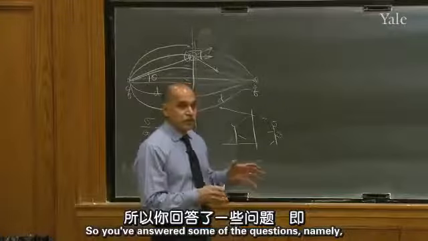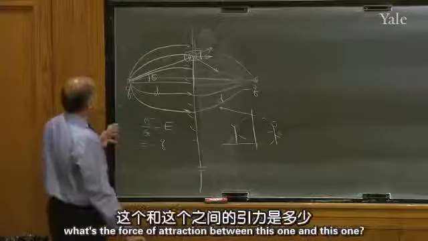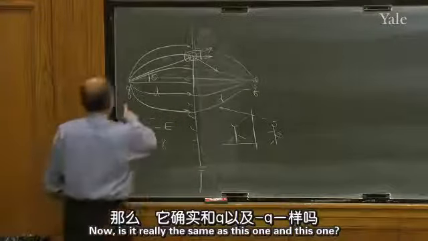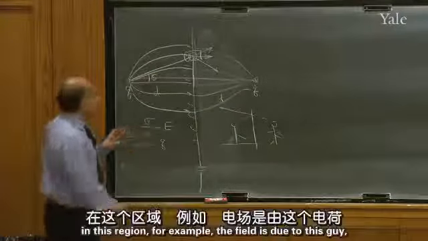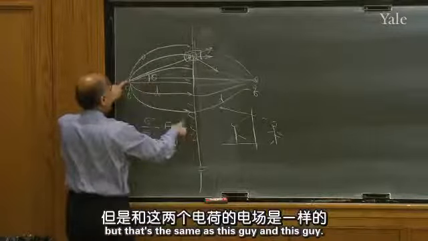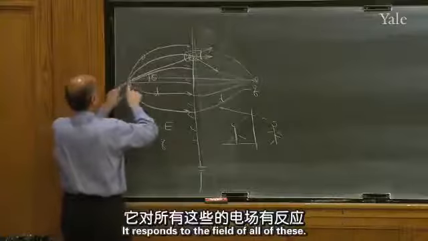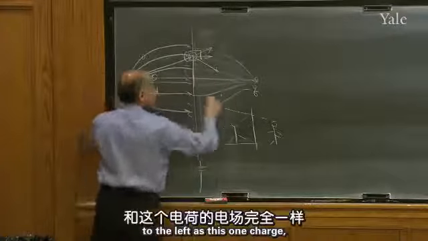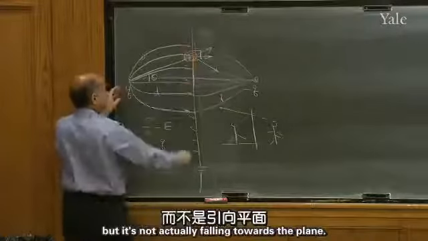So you've answered some of the questions, namely, how will the charge distribute itself on this infinite plane? Next thing you can ask is, what's the force of attraction between this one and this one? Now, is it really the same as this one and this one? And the answer is yes. And the reason is the following. In this region, for example, the field is due to this guy and due to all these. But that's the same as this guy and this guy. This one, of course, doesn't respond to its own field. It responds to the field of all of these. But all of these precisely have the same field to the left as this one charge. Therefore, this will be pulled towards the one charge. It thinks it's falling towards the other charge, but it's actually falling towards the plane.